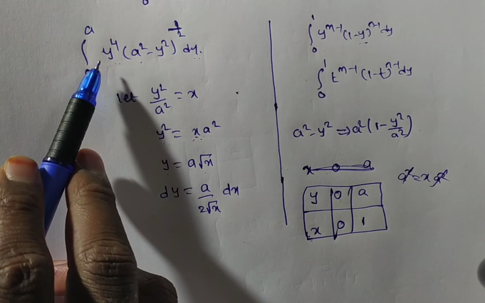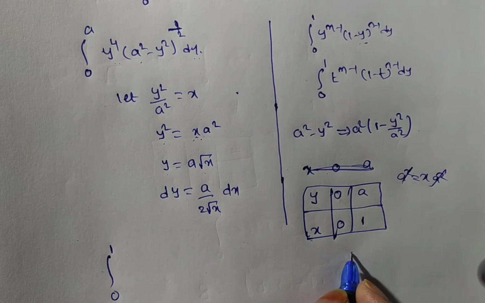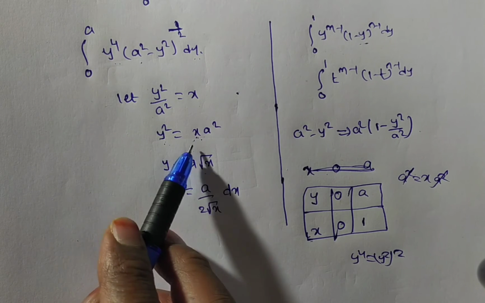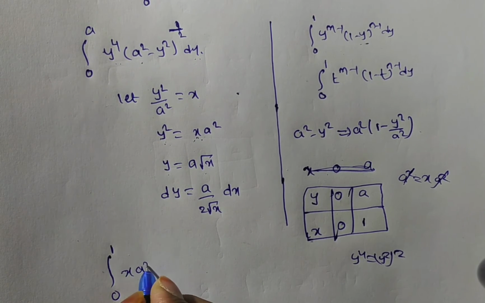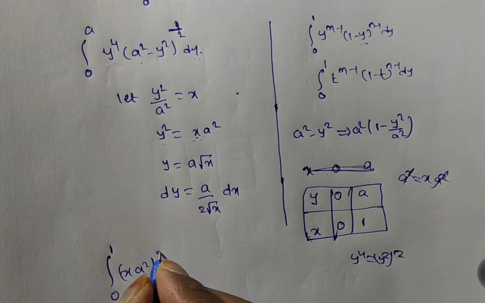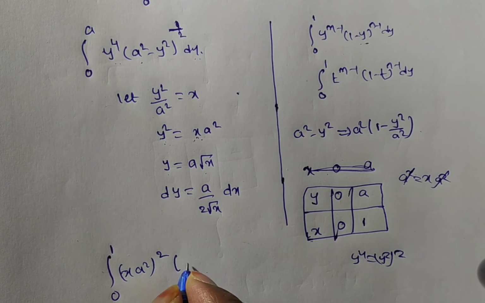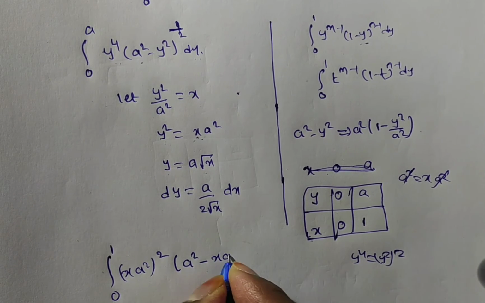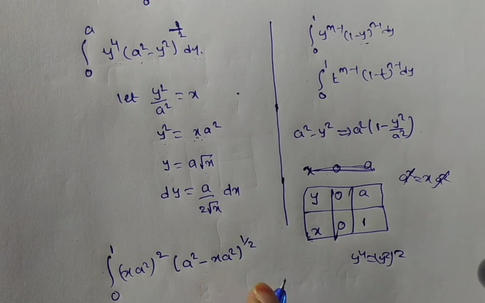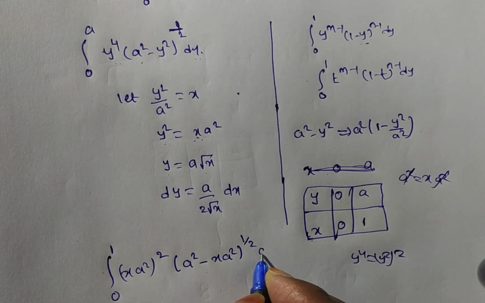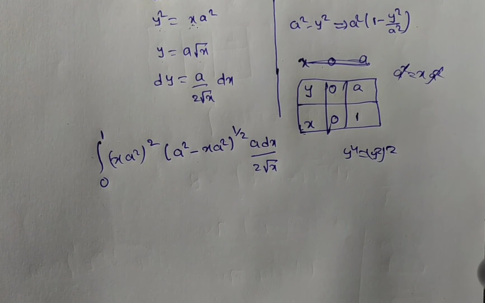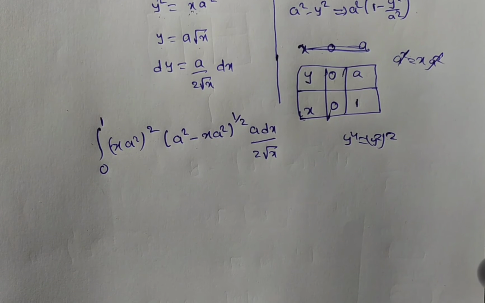Now y square, y power 4. Y power 4 you can also write as y square whole square, because you have y square only. What is the y square value? X a square. Next, y square whole square is nothing but this will be squared. Now a square as it is written. Now the y square value is replaced by x a square power 1 by 2. And what is the dy? You have a dx divided by 2 root x. Is it clear for everyone? Now you have to simplify this. Then you will get it in terms of beta of m comma n easily.